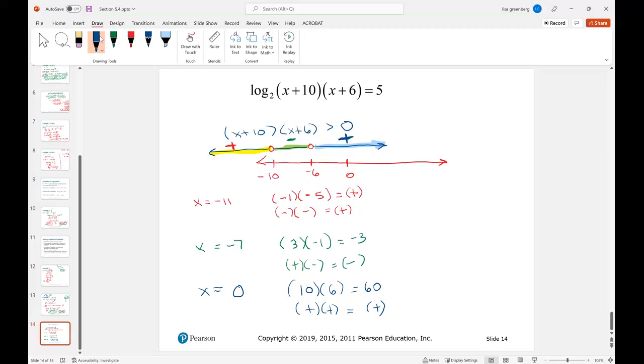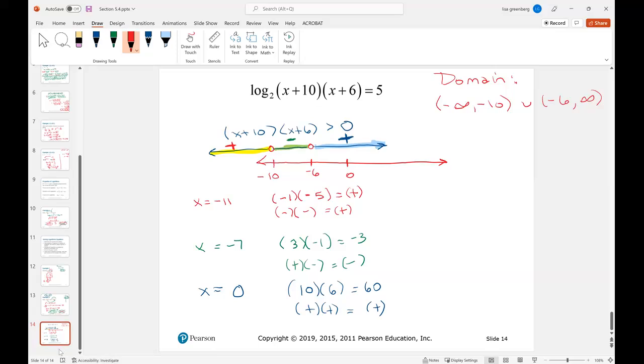So now I can see my domain. My domain is, I'll write it up here, well, everywhere it's positive, right? And I took out the 0, so I don't include -10 and -6. So I can say I go from -infinity to -10, union, I can't use anything between -10 and -6, but I can use anything greater than -6, -6 to infinity. So that's the domain of that log function.